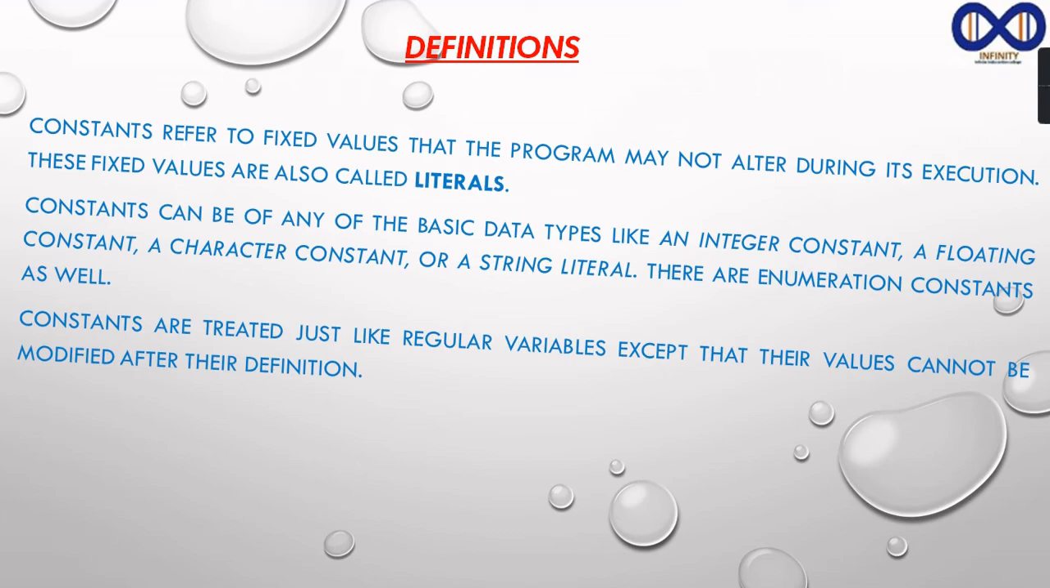So here is the definition of constant. Constants refer to fixed values that the program may not alter during its execution. These fixed values are also called literals. Constants can be of any of the basic data types, like an integer constant, a floating constant, a character constant, or a string literal. There are enumeration constants as well. Constants are treated just like regular variables except that their values cannot be modified after their definition.